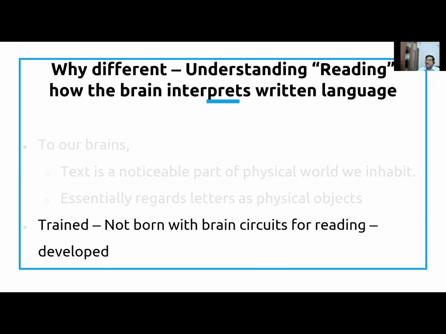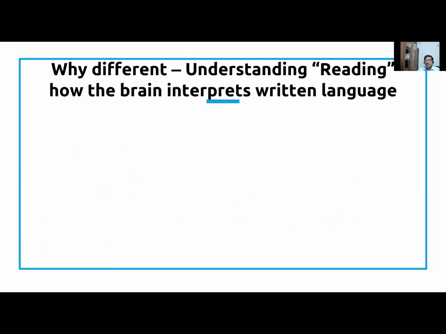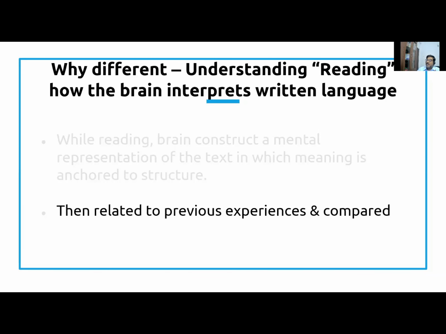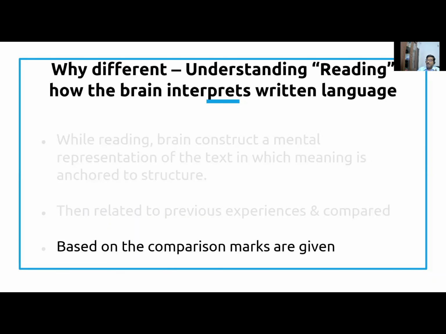We as examiners, of 30 plus age, are not born with brain circuits for reading on the screen, but rather on paper. We have developed the skill to read from paper, and substituting to screen is a little bit challenging and difficult. While reading from paper, our brain constructs a mental representation of the entire text, compares it with the books or the key, and deciphers it. So it is easy for us because we have learned on paper and related it to our previous experience, compared, and based on the comparison and the similarities, we tend to give you marks.